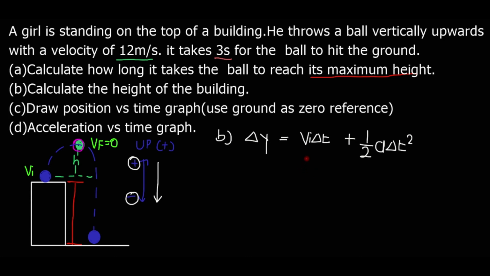And then we substitute the initial velocity, and we substitute the time, the time when this object hit the ground, which is 3 seconds. Remember, this object starts from the building, so we use the time when it hits the ground. Therefore the initial velocity is 12, and the time is 3 seconds.